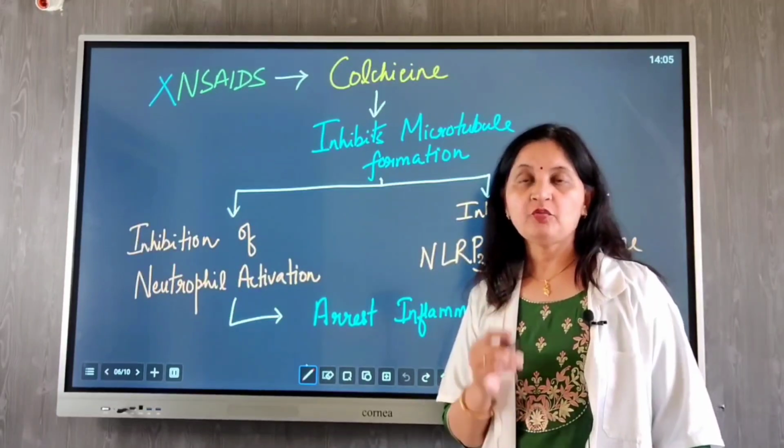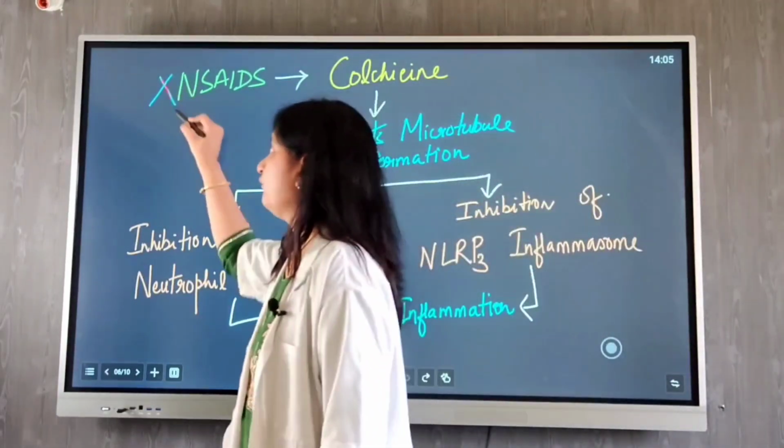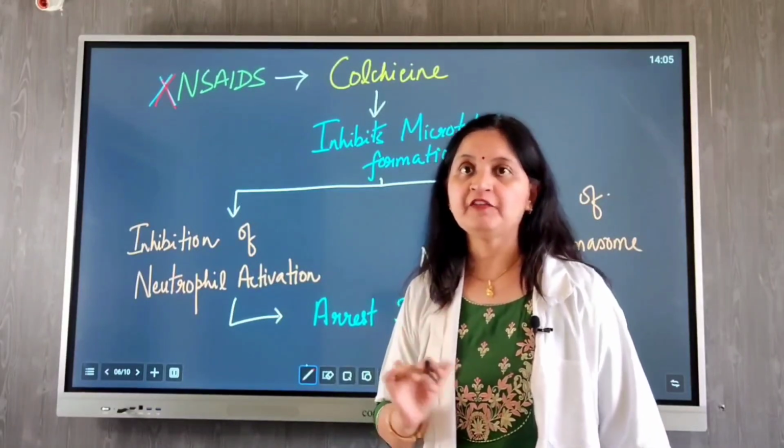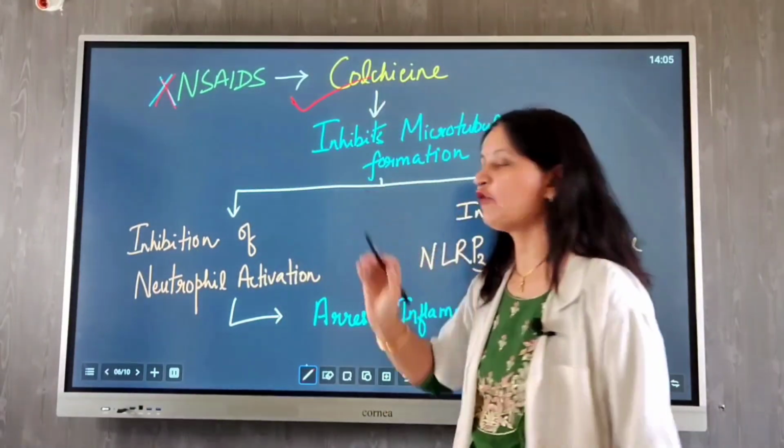So in certain situations where NSAIDs are contraindicated, for example in peptic ulcer, renal disease, uncontrolled hypertension and heart failure, we can assess the use of colchicine.